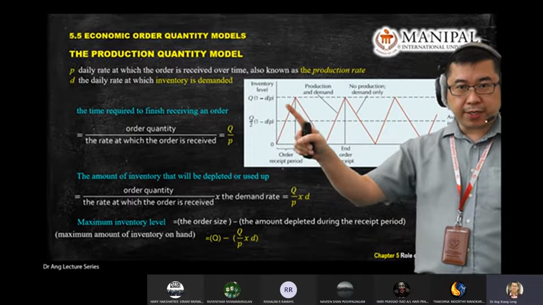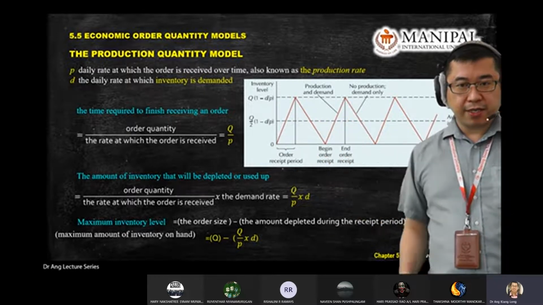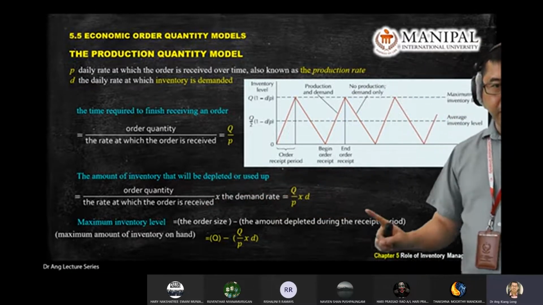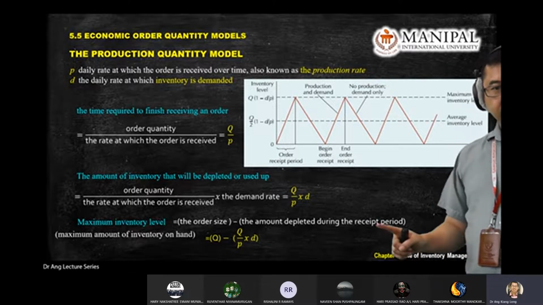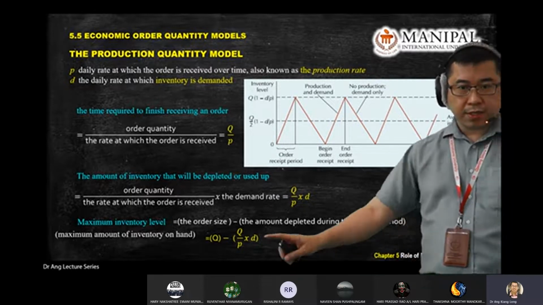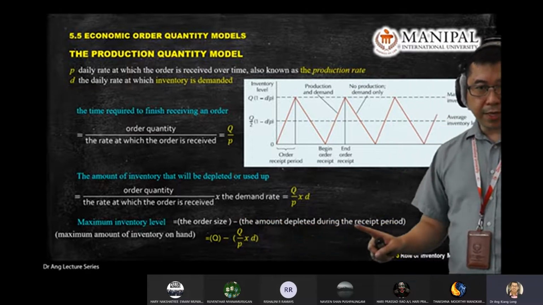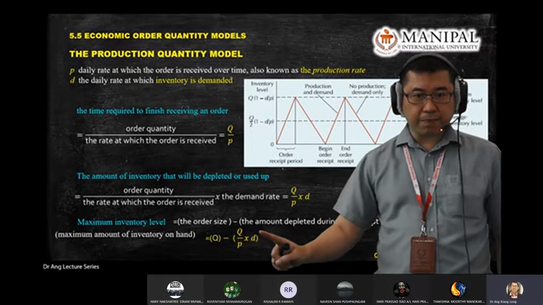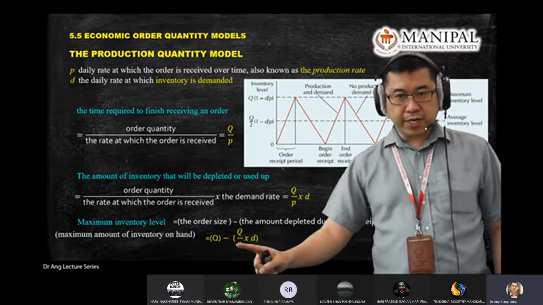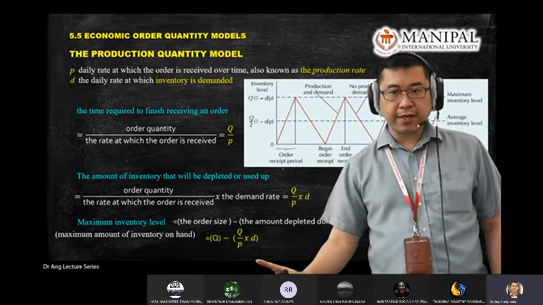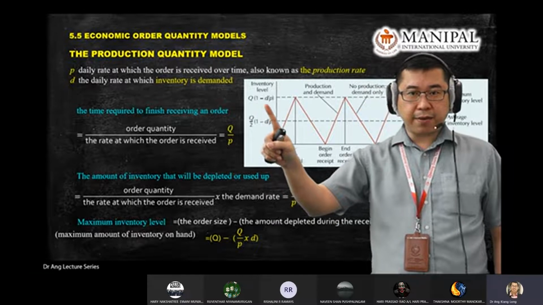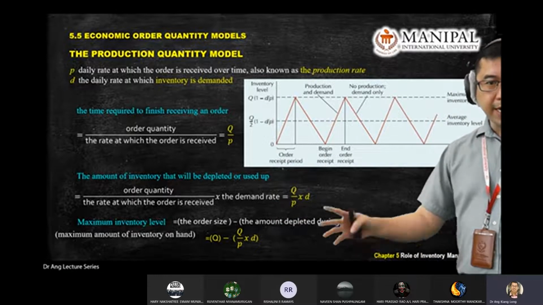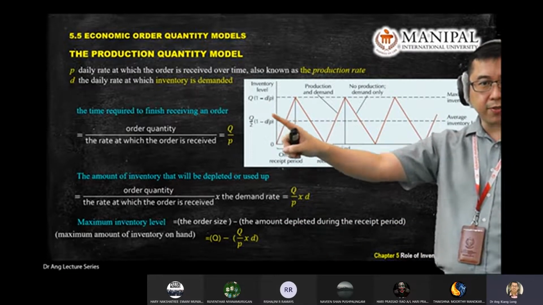Okay, this equation, the maximum inventory level, you get from the concept of order size minus the amount depleted during your receipt period. So order size minus amount depleted during your receipt period: Q minus Q divided by P multiplied by D. You rearrange or factor the Q outside: Q bracket 1 minus D divided by P. This one is this one. These slides explain why this equation exists over here.